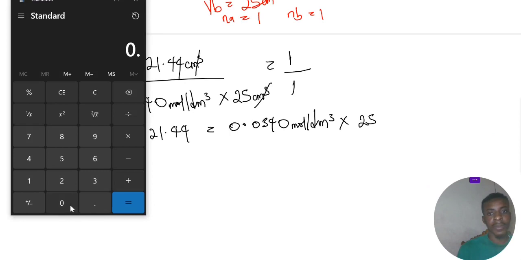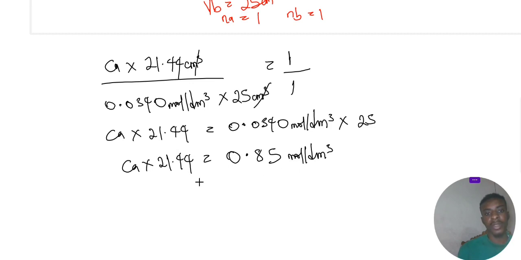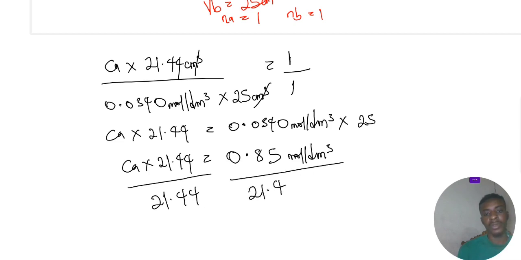That is 0.0340 times 25. We have 0.85. Okay, so we have Ca times 21.44 equal to 0.85 mole per dm cube. So to get our Ca, we divide both sides by 21.44. So this goes over to this.